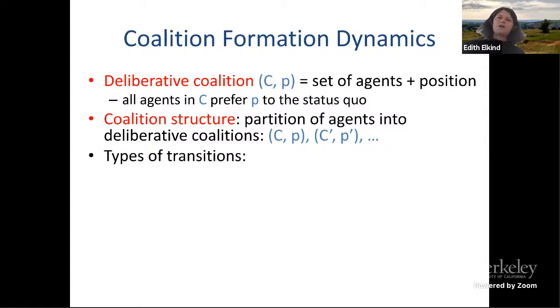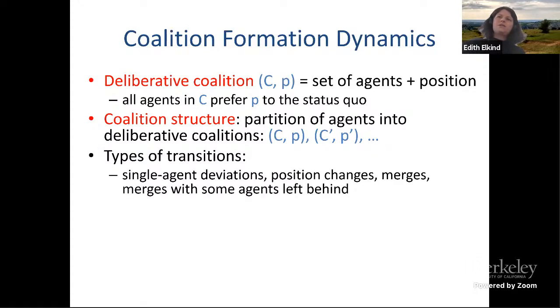So what kind of transitions do we have in mind? Well, the simplest kind of transition we could look at would be single agent deviations. An agent moves from the coalition she's currently in to a different coalition. We could also think of position changes: a coalition currently supports a proposal and it changes to supporting a different proposal. Or perhaps 2 coalitions can merge and decide on a new proposal to support.